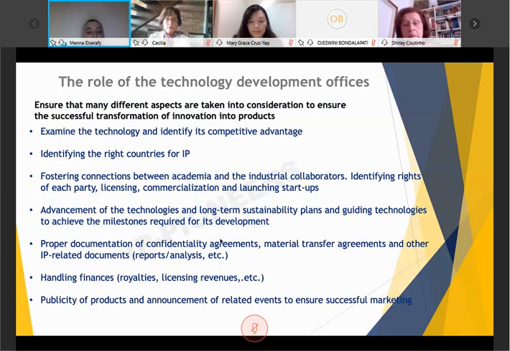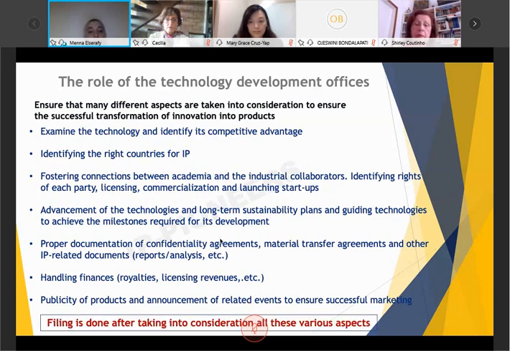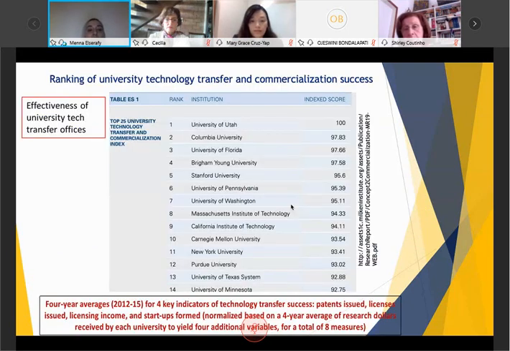And if they invest in other stuff, they should also make publicity for the products and announcements for any events and ensure successful marketing. So to file your patent, you have to consider all these aspects, like the competitive advantage, the IP. Do I have a good market? With whom should I work? Should I license from someone who has an existing technology, and so on?